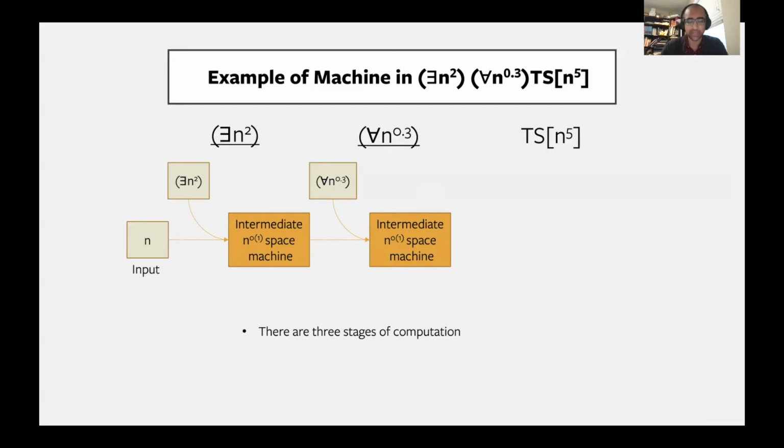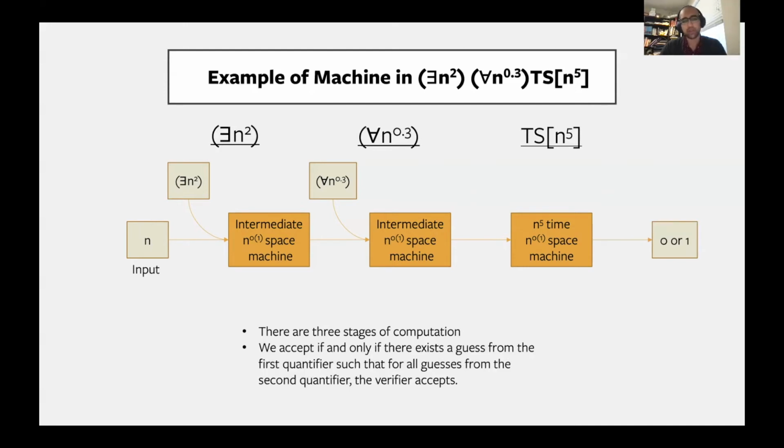Then the output of the second intermediate machine goes to an n to the 5th time small space machine, hence TS n to the 5th, and this returns 0 or 1. As is standard for classes in the polynomial hierarchy, we accept if and only if there exists a guess from the first quantifier such that for all guesses from the second quantifier, the verifier accepts. I am being hand wavy here. There are important details about how exactly the intermediate space machines work that do matter and that I'm glossing over for the purposes of this talk. If you're curious, you should definitely check out the paper, since we elaborate on this a lot in the preliminary section.